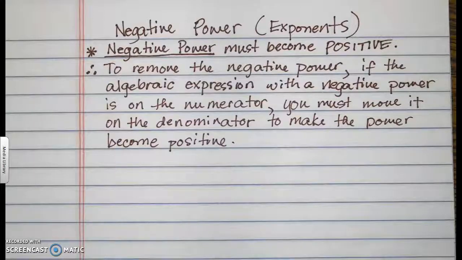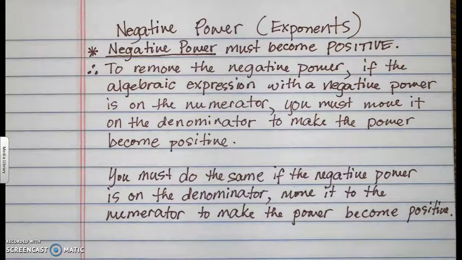So today we're going to discuss negative powers of exponents. Negative power must become positive. Negative power is not permitted. It's not considered simplified form. Therefore, to remove the negative power, if the algebraic expression with the negative power is in the numerator, you must move it to the denominator to make the power become positive.